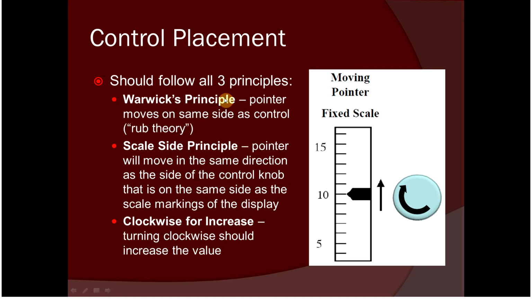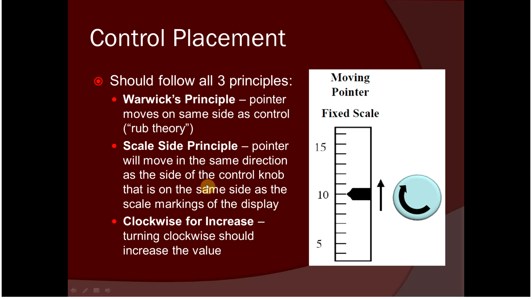First is called Warwick's principle. It's also called rub theory. All this means is the pointer moves on the same side as the control. So they kind of rub together. You see how if you turn the knob this way and the pointer's over here, they're almost like they're rubbing together, right? There's just a narrow area in between that's moving, the actual direction of moving. You could almost imagine them working like gears, running together, right? That's Warwick's principle. Pointer is on the same side as the control.